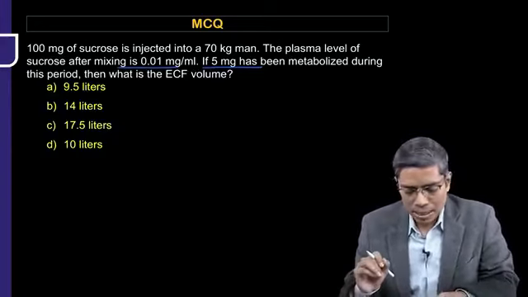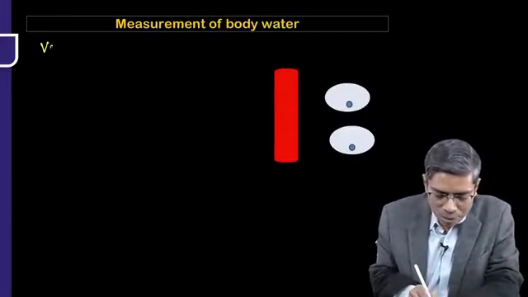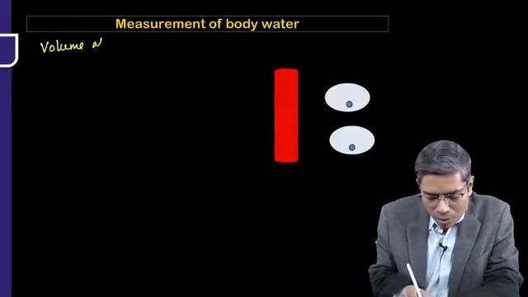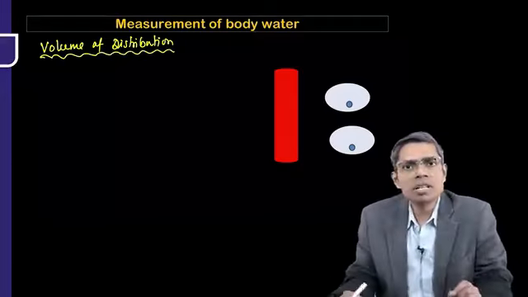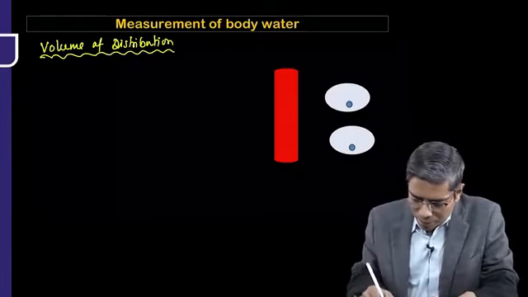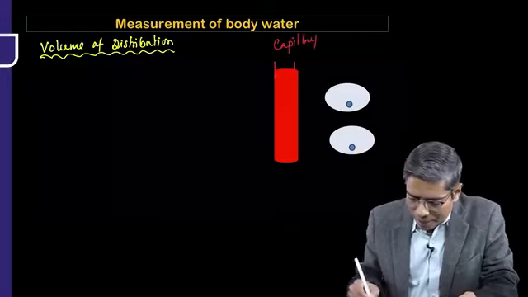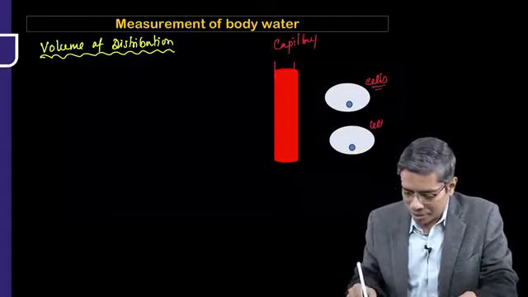You know that this calculation is based on a principle. That principle is known as the volume of distribution principle. This is a very common topic and the question has been asked multiple times. So what is the volume of distribution principle? Look at this representative diagram. This is nothing but the capillary, and these are nothing but the cells of our body.